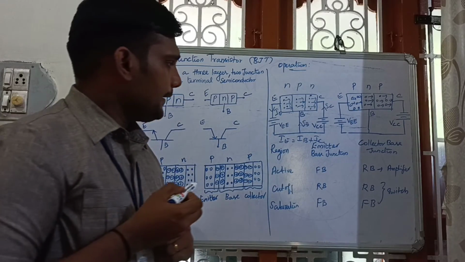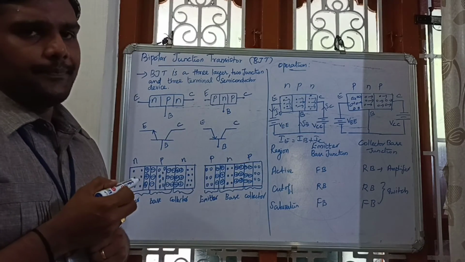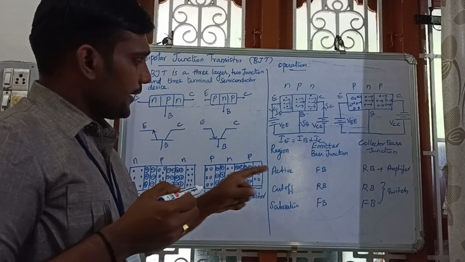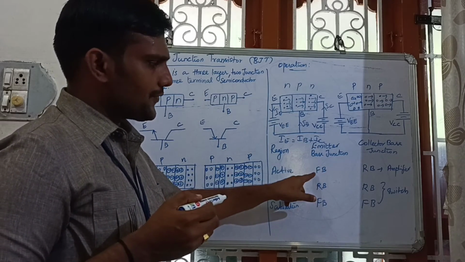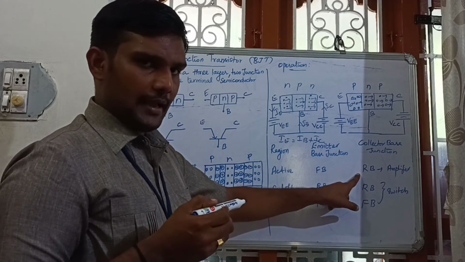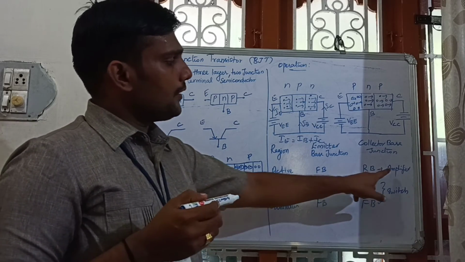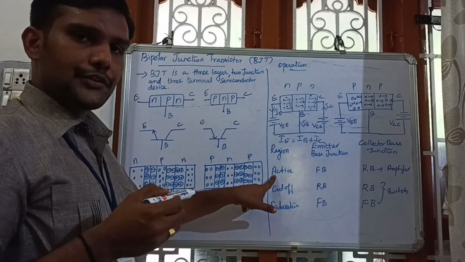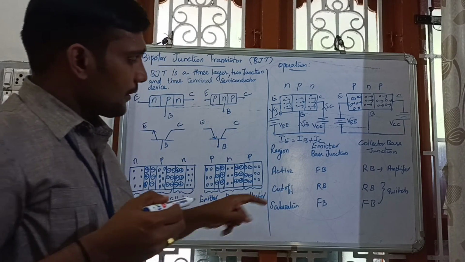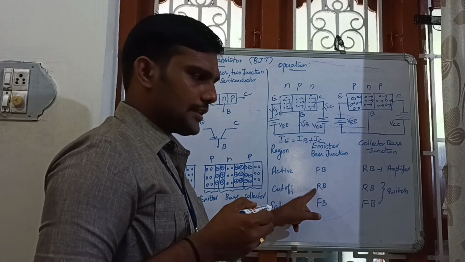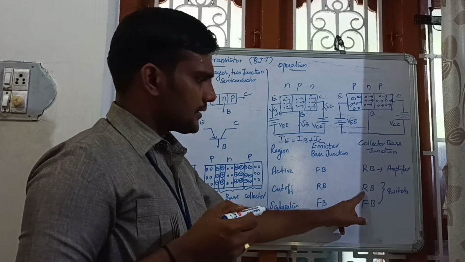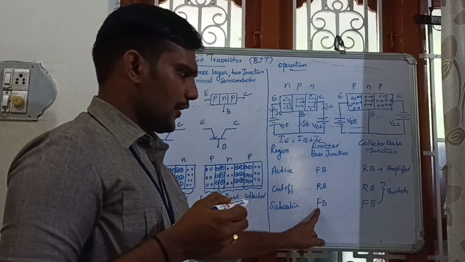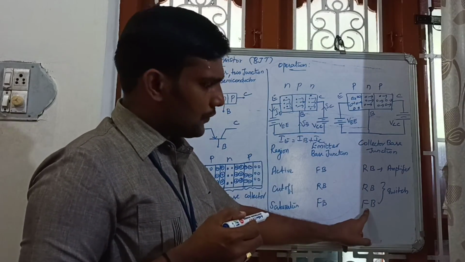Regions of operation. There are three regions of operation: active region, cutoff region, saturation region. In the active region, the emitter base junction is forward biased, the collector base junction is reverse biased. So if we need to operate the BJT as an amplifier, we should operate it in the active region. In the cutoff region, the emitter base junction is reverse biased and the collector base junction is reverse biased. Both are reverse biased. In the saturation region, the emitter base junction is forward biased, the collector base junction is also forward biased.